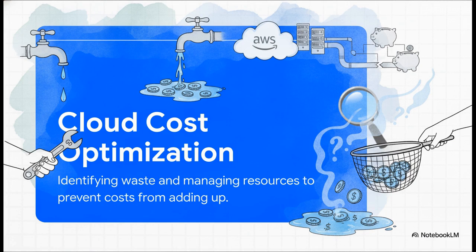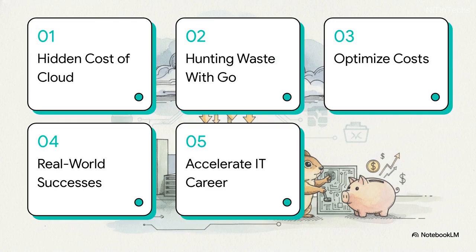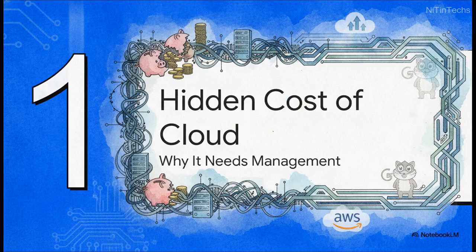It's ensuring that every single dollar you put into AWS is actively working for you, rather than just sitting idle in the background consuming your capital. Here's our roadmap for this explainer. We'll be covering 1. The hidden cost of cloud, 2. Hunting AWS waste with Go, 3. Strategies to optimize those costs, 4. Some real-world optimization successes, and 5. How to use this to accelerate your IT career. We'll move quickly from identifying the hidden drains on your budget to the exact technical solutions you can use to fix them. Starting with Section 1, the hidden cost of cloud.